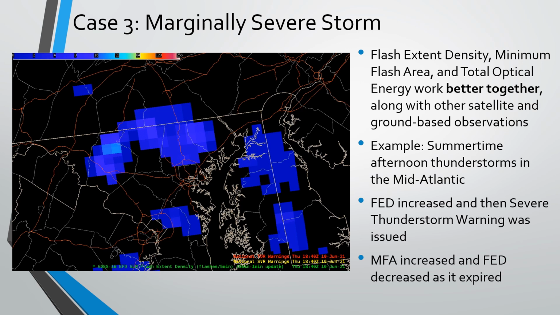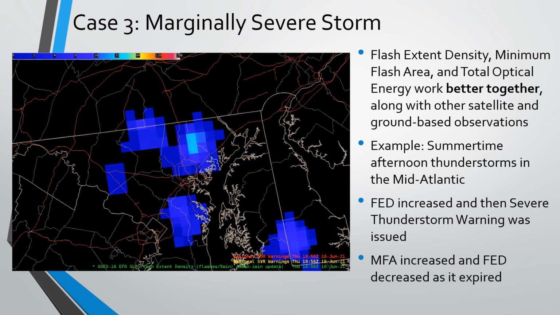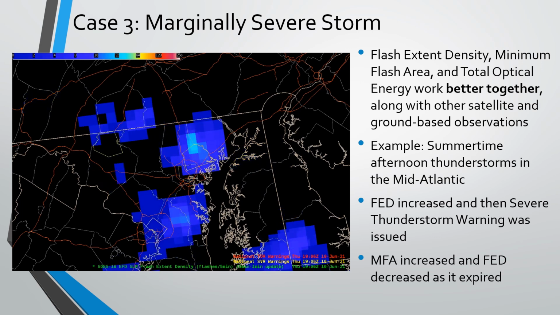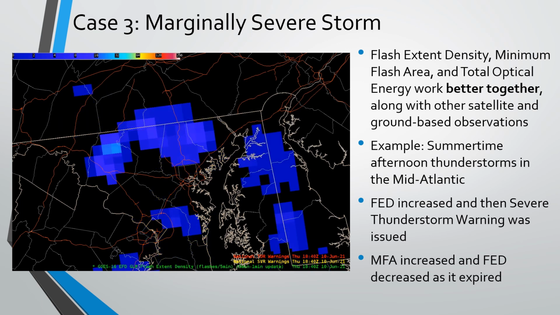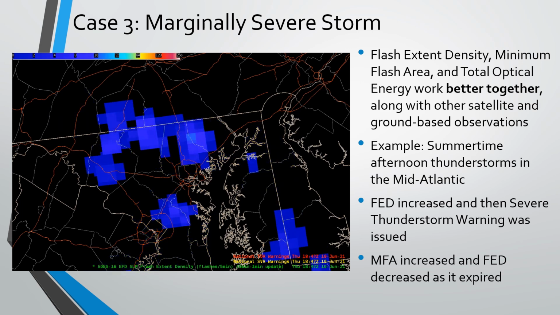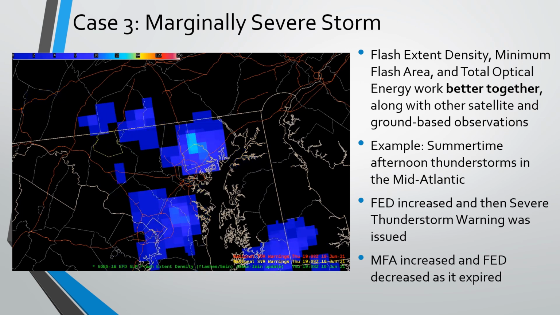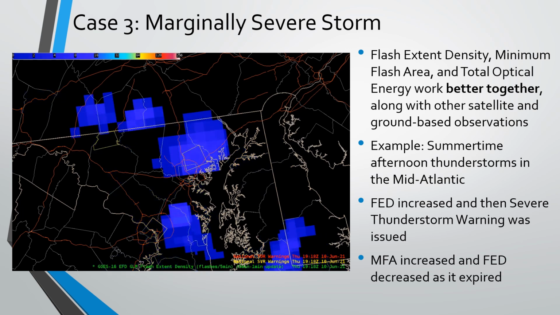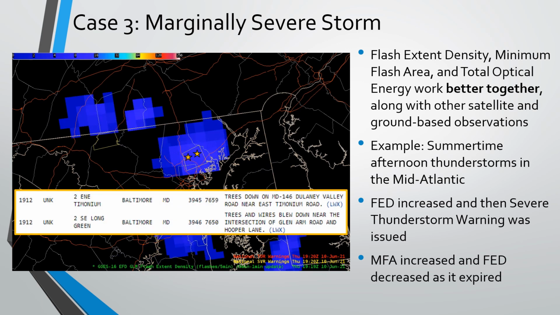And in this case, as we play the flash extent density animation, we can see that the number of flashes increased. We have these light blue colors, and that prompted this severe thunderstorm warning, which is shown in the yellow outline. So did this warning verify? Was this warning warranted based on the number of flashes that were increasing at the time? And the answer there is yes.